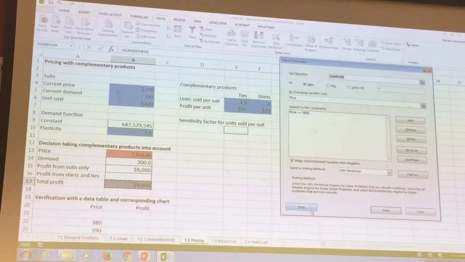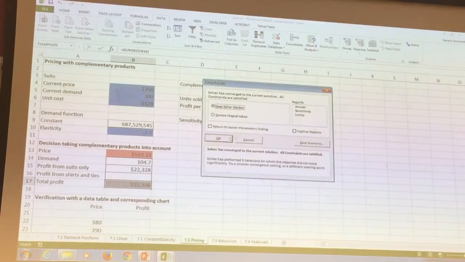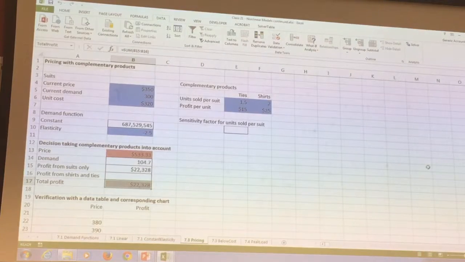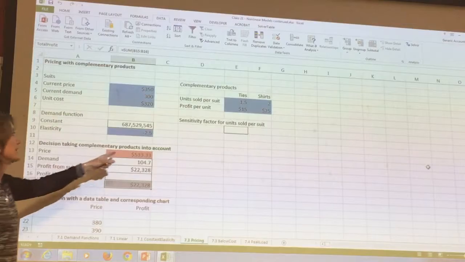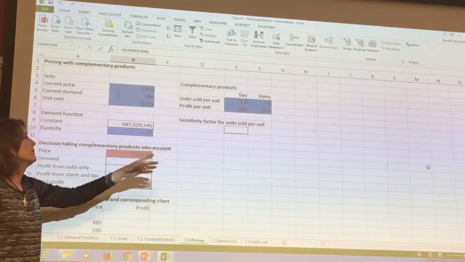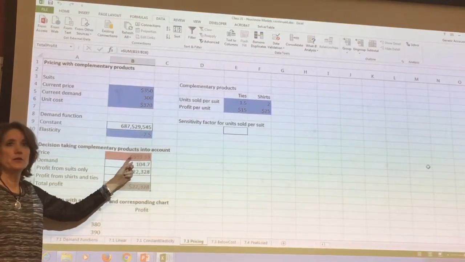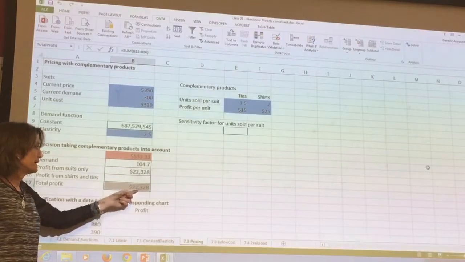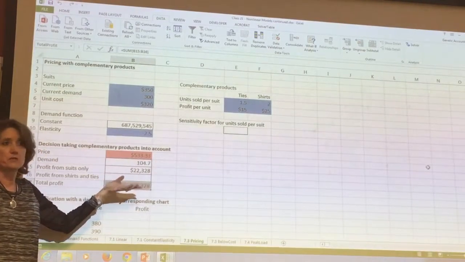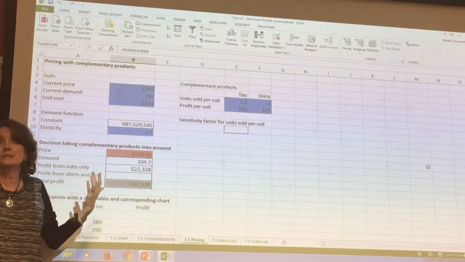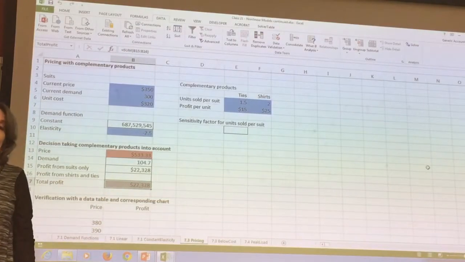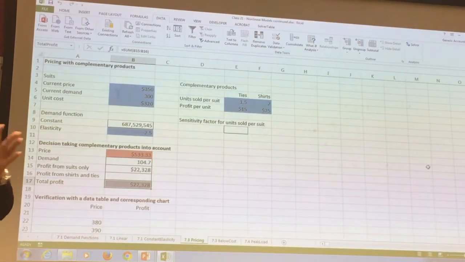And when I solve this, if that truly is all that I sell, I would price the suits well above what I have them at right now. I'd price them at $533.33, and I'd make profit of $22,000 off of suits. And that'd be it, okay? I'd be done. Turns out, however, that we actually do sell other stuff.